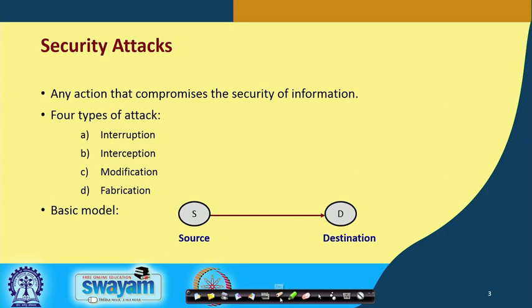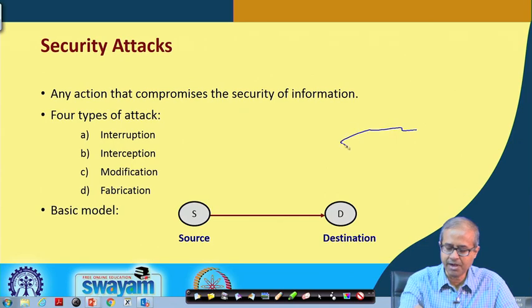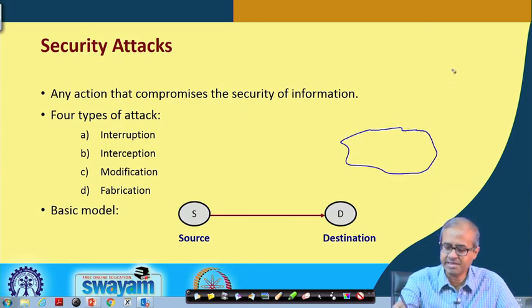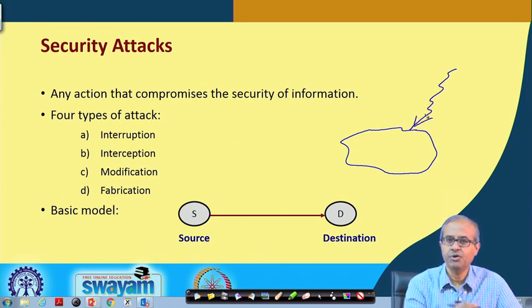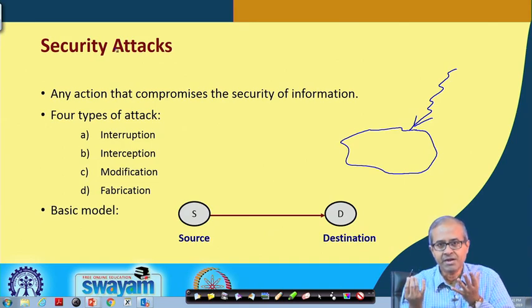Now, when we say security attack, we are saying that we have some kind of an infrastructure, I do not know what that is, it can be anything, and there is someone from the outside world who is trying to compromise the security or trying to break into my infrastructure. So, a security attack can be of various types.